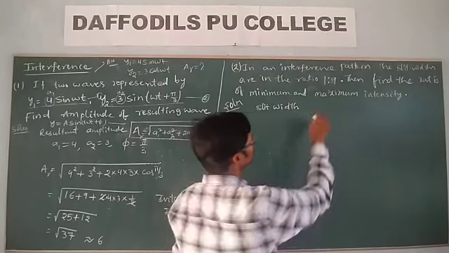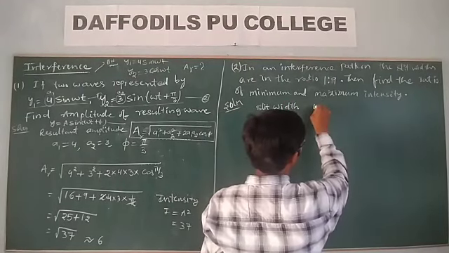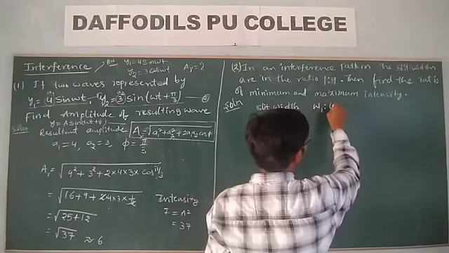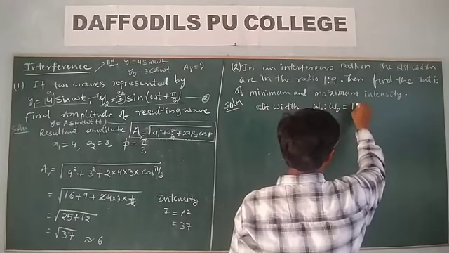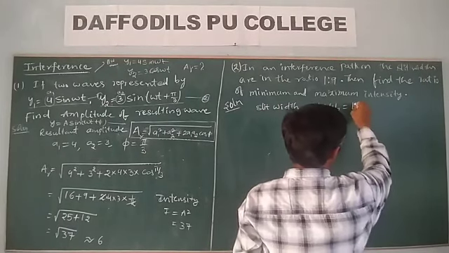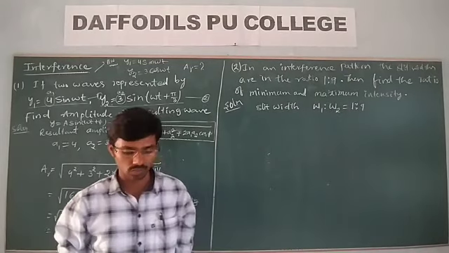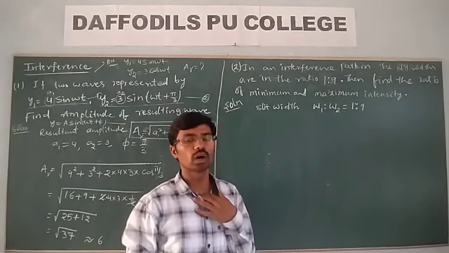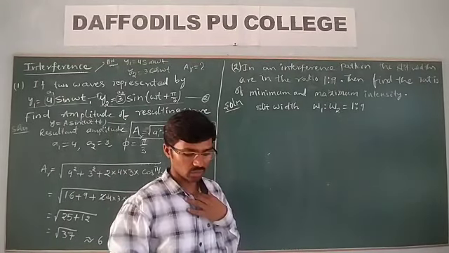Slit widths is what I can write here. W1 to W2 is equal to 1:9. What do you need to find here? We need to find the resultant intensity of the wave, the minimum and maximum intensity.